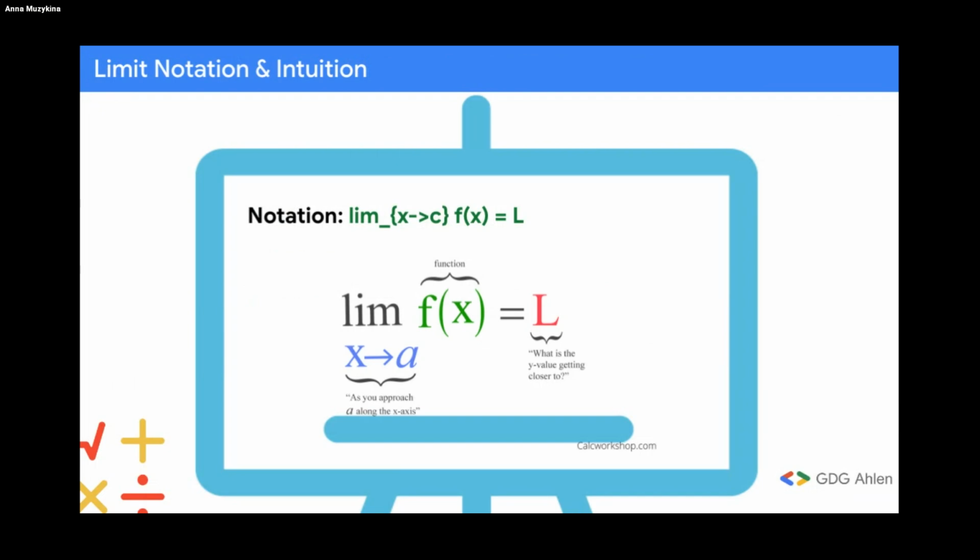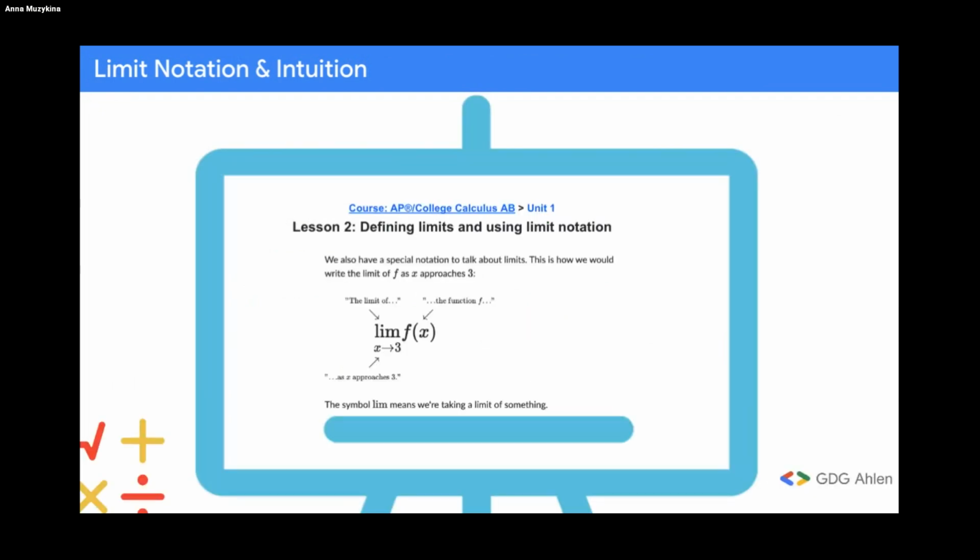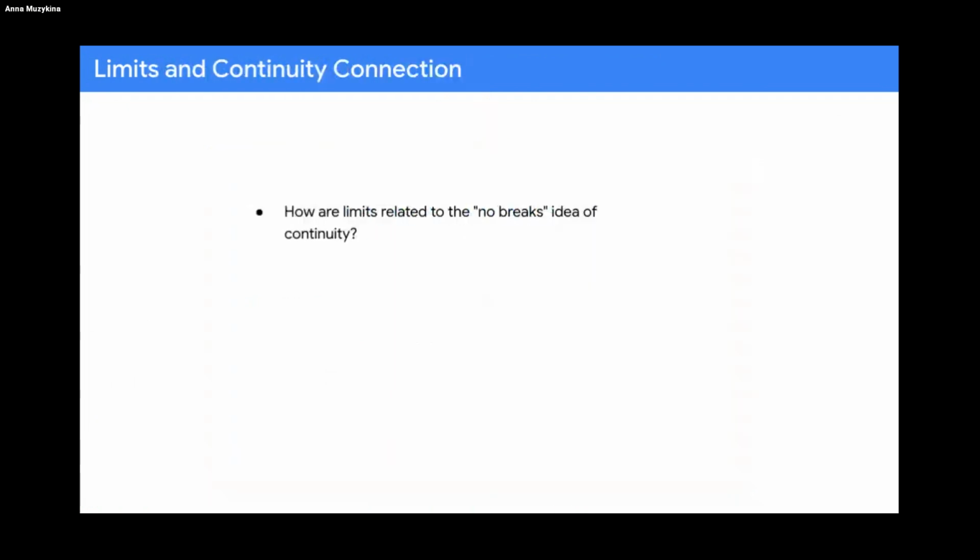The limit only exists if the function approaches the same value L from both sides. Khan Academy offers great detail about this, and I'll share this link later.